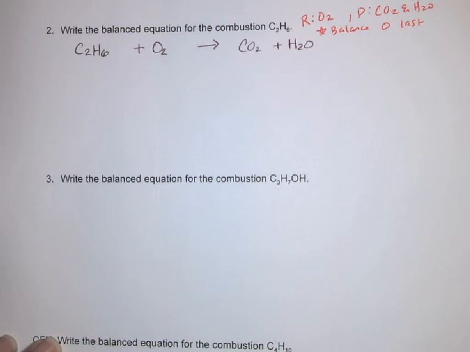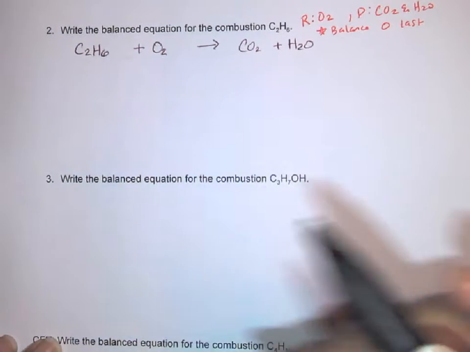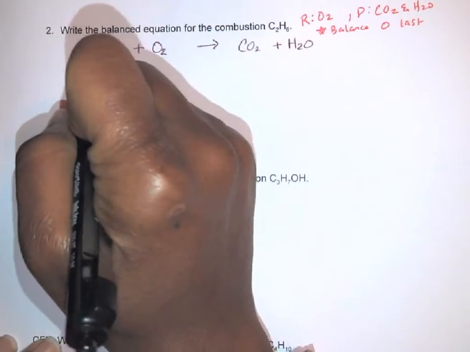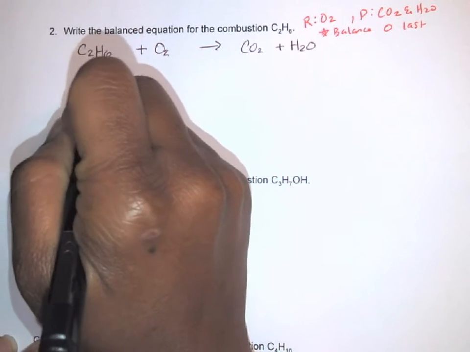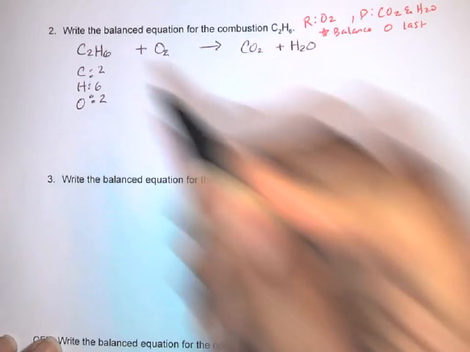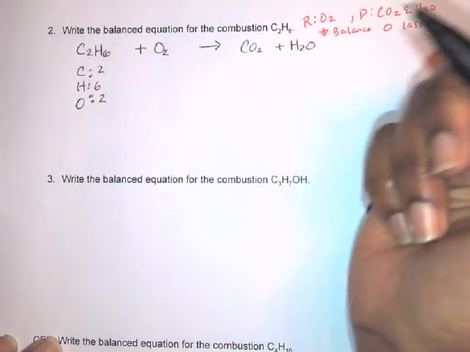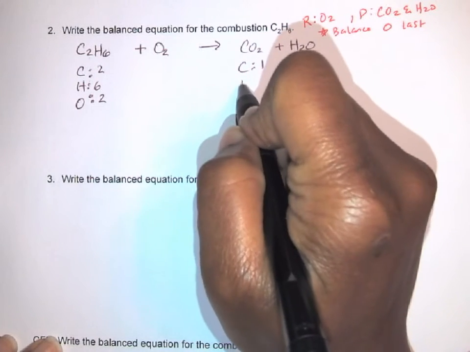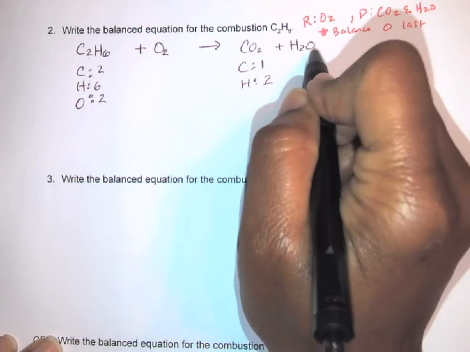The next thing I want to do is get a tally of my number of carbons and hydrogens and oxygens on both sides. On the reactant side, I have 2 carbons, 6 hydrogens, and 2 oxygens. On the product side, I have 1 carbon, 2 hydrogens, and 1, 2, 3 oxygens.